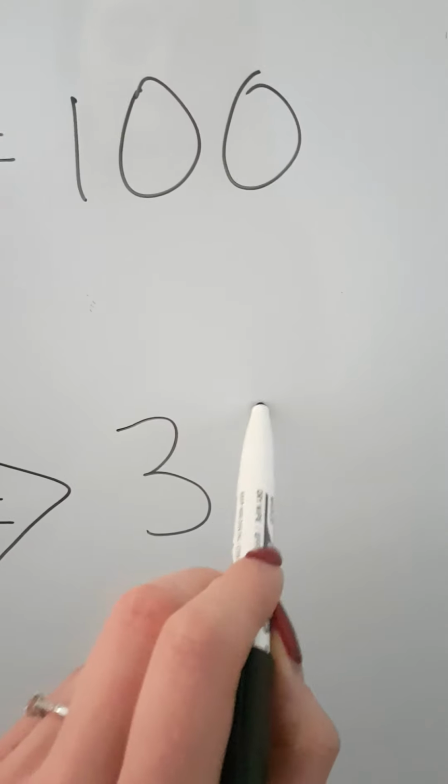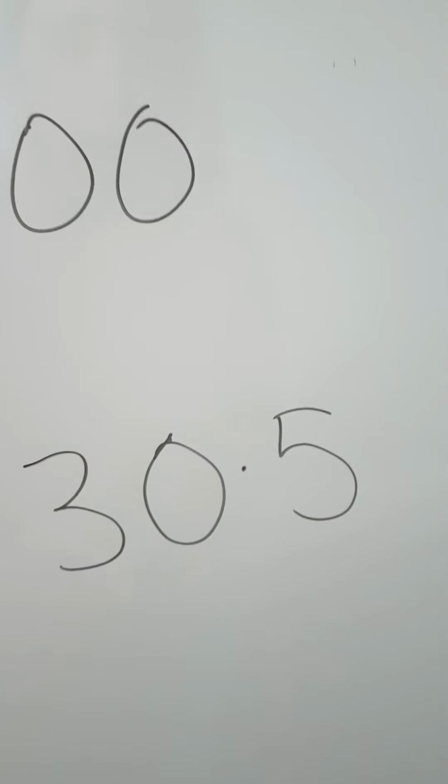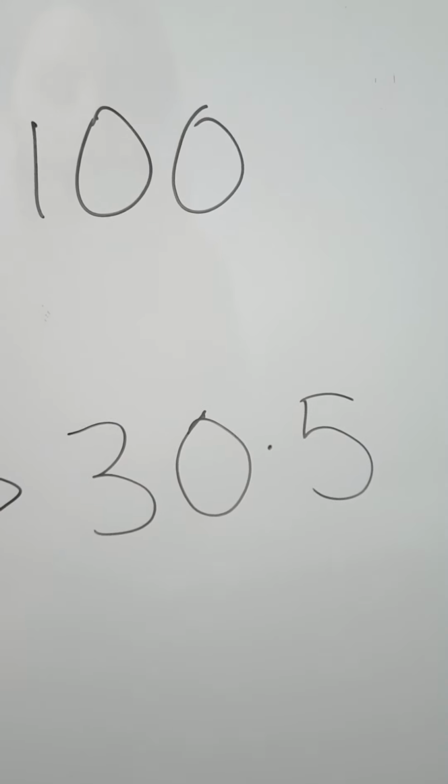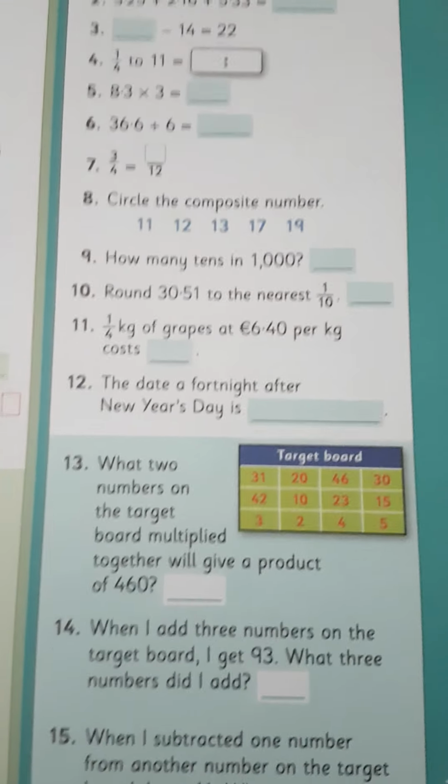So the answer would be 30.5. So I leave the tenths where they are at 5. I don't go up to the next one.